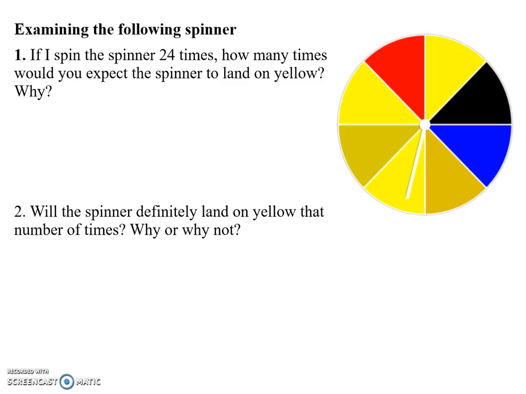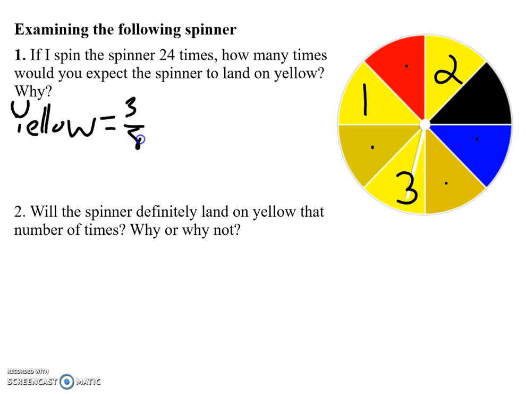All right, so the first thing I have to figure out is if I spin, how many times would I expect to land on yellow? Well, if I look at the entire spinner, how many yellows are there out of the entire spinner? I can see that there are 1, 2, 3 yellows, and if I count the rest of them up, 4, 5, 6, 7, 8. There's 8 total. So I know that yellow is 3 out of 8.